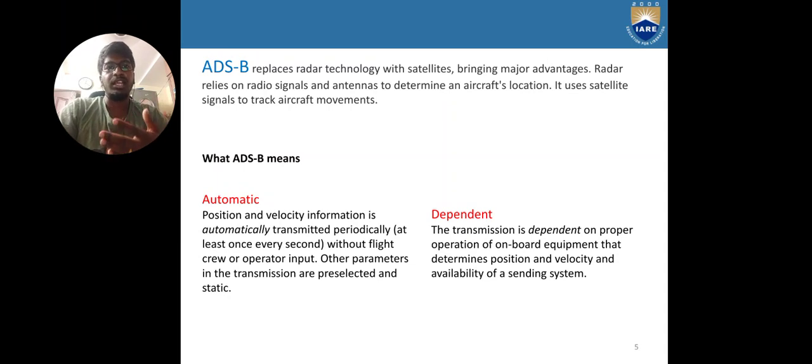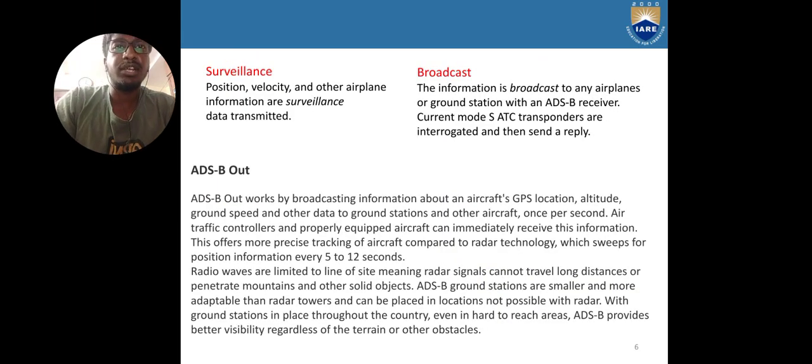As we have seen, A is automatic: position and velocity information is automatically transmitted periodically without flight crew or operator input. Other parameters in the transmission are pre-selected and static. Dependent: the transmission depends on proper operation of onboard equipment that determines position and velocity, and availability of a sending system. Surveillance: position, velocity, and other plane information are surveillance data transmitted. Broadcast: the information is broadcast to any plane or ground station with an ADS-B receiver. In the current mode, SSR transponders are interrogated and they send a reply.